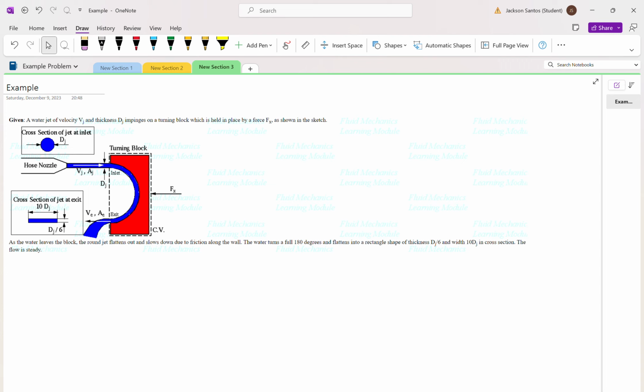The flow is steady. So the first thing we're going to do is get our assumptions. The assumptions we're going to make in this problem are that the flow is steady, or steady flow, and that it is incompressible. Just like that.